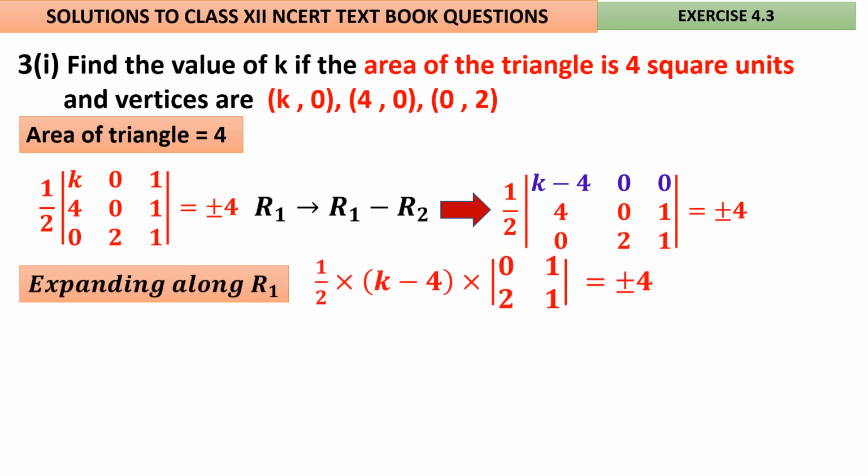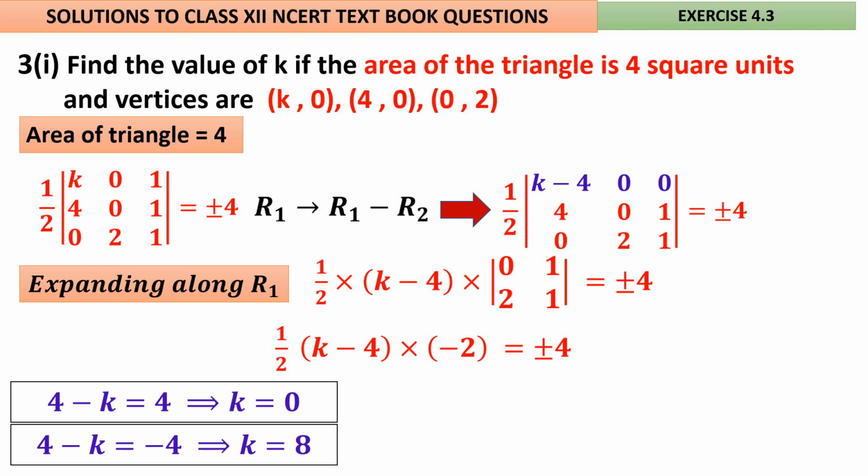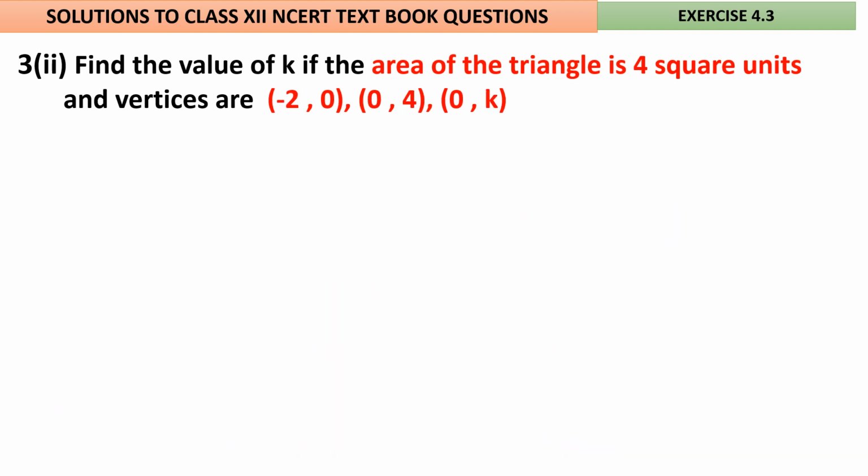Expand with respect to R1. K minus 4 multiplied by a 2 cross 2 determinant is plus or minus 4. Therefore, you are getting 4 minus K is equal to 4 as one answer, and 4 minus K is equal to minus 4 as the second answer. You will get 0 and 8 as the answers. You equate it to 4 and equate it to minus 4 and get the values of K. For these two values of K, the area of the triangle formed by those points will be 4 square units.